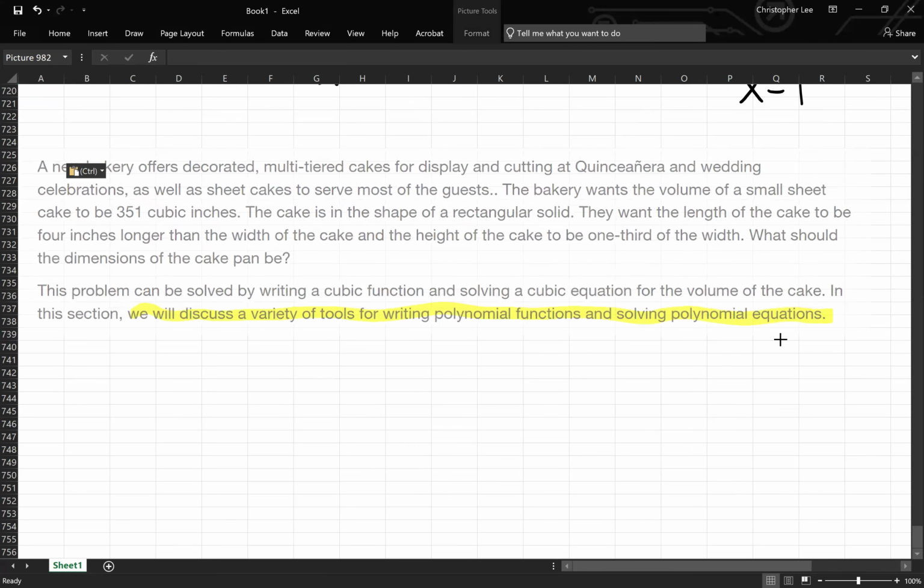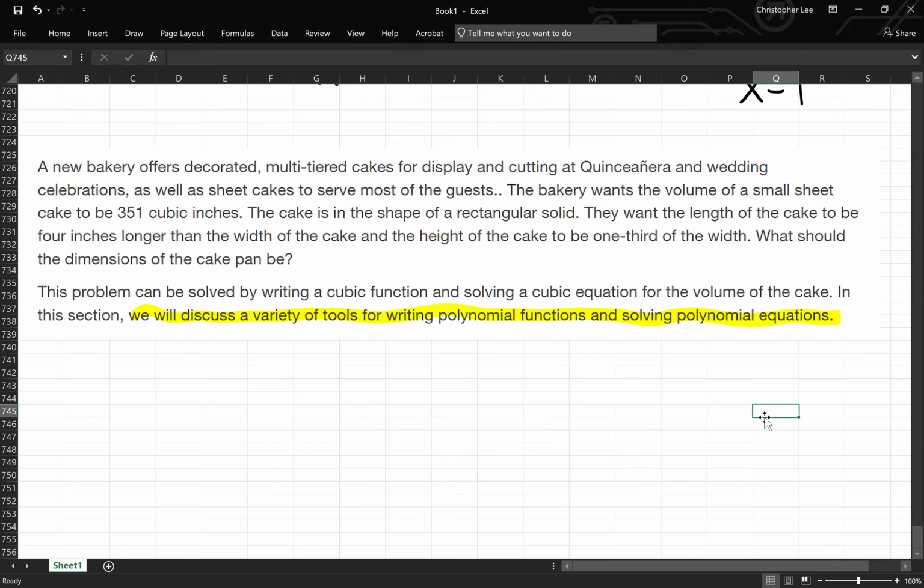So a new bakery offers decorated multi-tiered cakes for display and cutting at quinceañeras and wedding celebrations, as well as sheet cakes to serve most of the guests. The bakery wants the volume of the small sheet cake to be 351 cubic inches. The cake is in the shape of a rectangular solid. They want the length of the cake to be 4 inches longer than the width of the cake and the height of the cake to be 1/3 that of the width. What should the dimensions of the cake pan be?